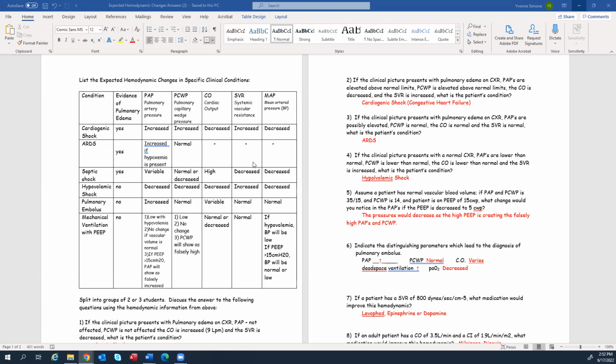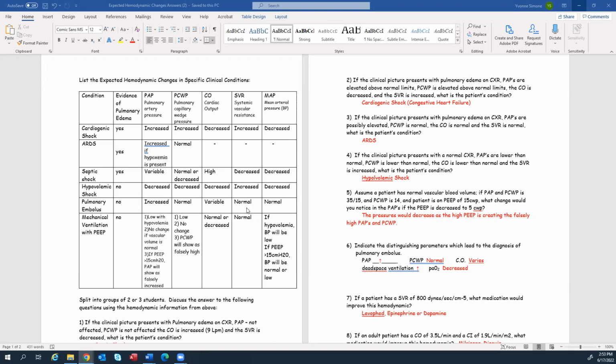The pulmonary capillary wedge pressure will be normal. So there's nothing wrong with the left side of the heart. The left side of the heart is functioning normally. So you'll have pulmonary edema, possible increase in pulmonary artery pressures, but the wedge pressure will be normal. So those are going to be your clues that you're looking at ARDS.